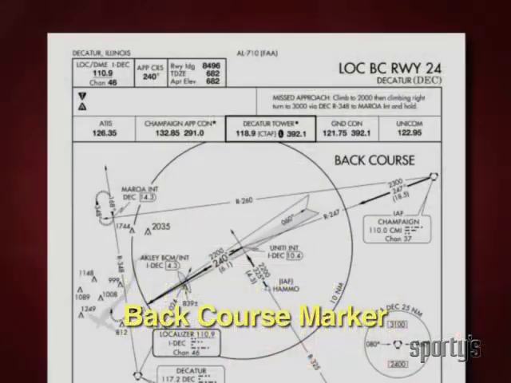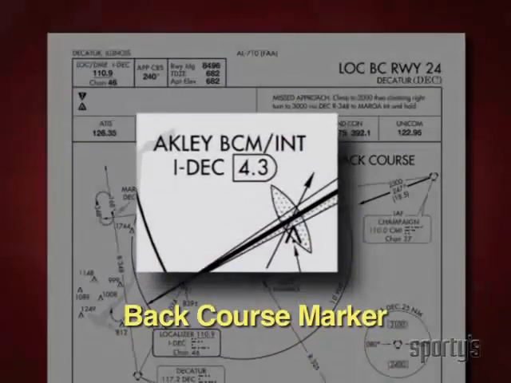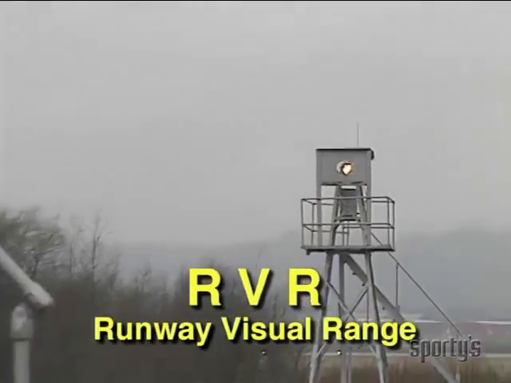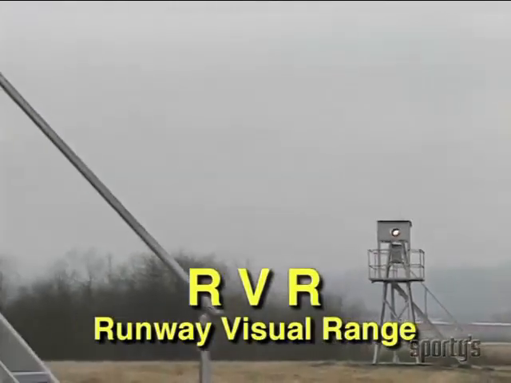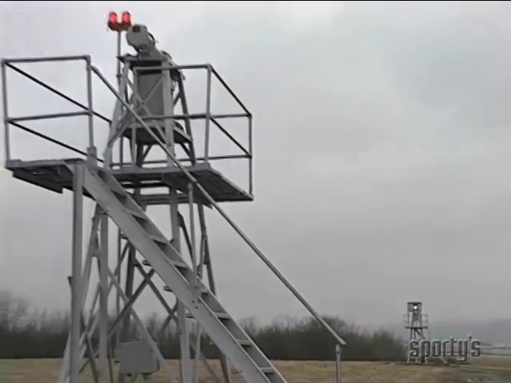Backcourse markers are fairly unusual. They are used for a final approach fix on a localizer backcourse approach. Touchdown zone lights are lights embedded in the first 3,000 feet of the runway, while centerline lights illuminate the middle of the runway along its entire length. Runway visual range, RVR, is machine-measured horizontal visibility near the approach end of the runway.